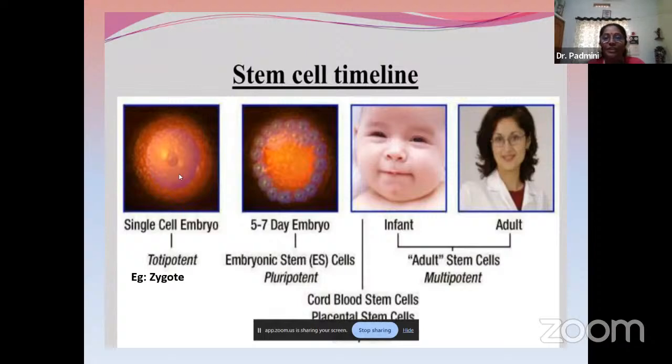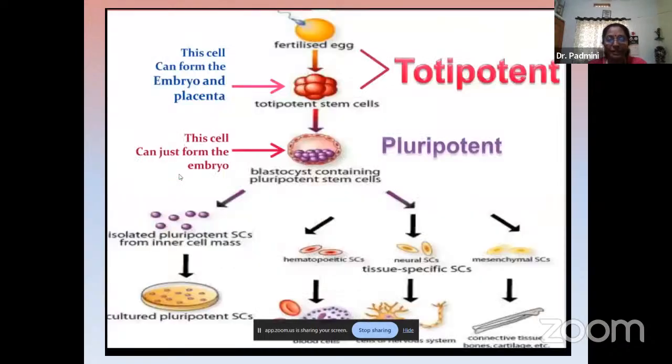Then once the child is born, now the cells have become multipotent, or it's also called adult stem cells. So this can be made as adult stem cells or multipotent stem cells from infant to adult. So that is a stem cell timeline. Now here again, in this picture, it will be very easy to understand what exactly I was talking about a totipotent. So once the egg is fertilized, the zygote that is formed is going to be called totipotent stem cells.